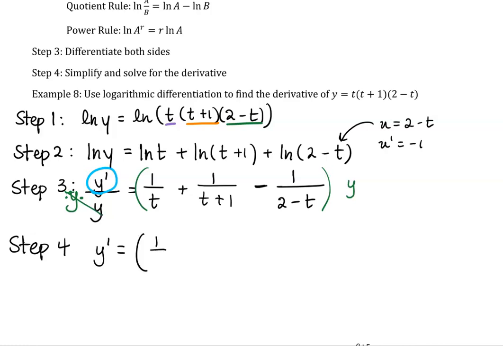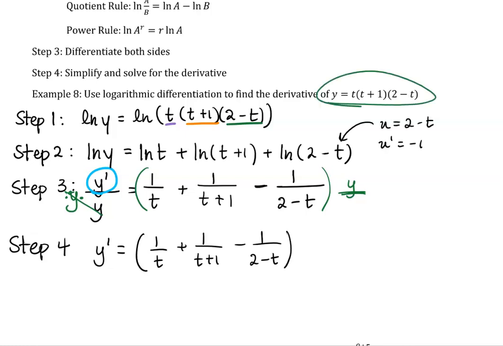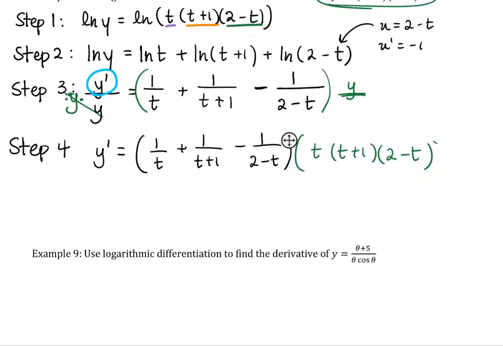So I have y prime is equal to 1 over t plus 1 over t plus 1 minus 1 over 2 minus t, and that's all multiplied by y. And we know exactly what y is. Y is this. So this y is t times t plus 1 times 2 minus t. And now I will simplify this. I was trying to think if I wanted to do it or not, but let's just go ahead and do it.